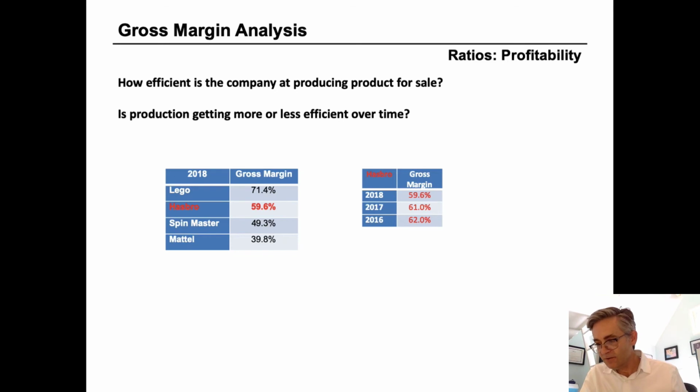In addition, we know that their sales are declining. So worsening gross margins and declining sales could be a cause for concern and would prompt us to want to ask management about this situation and what their plans are to turn it around.